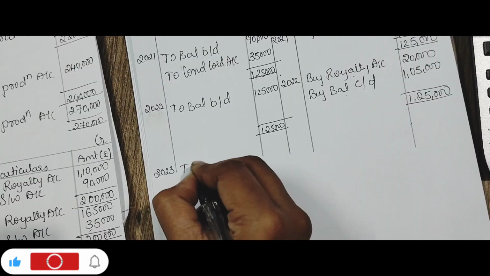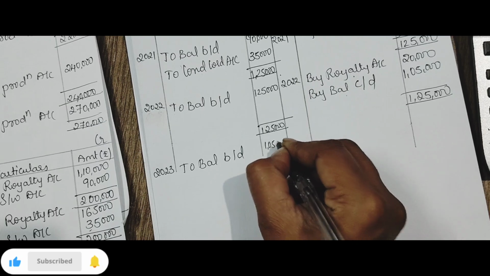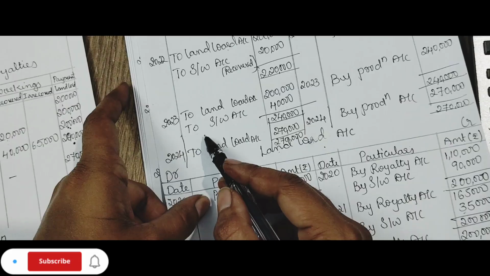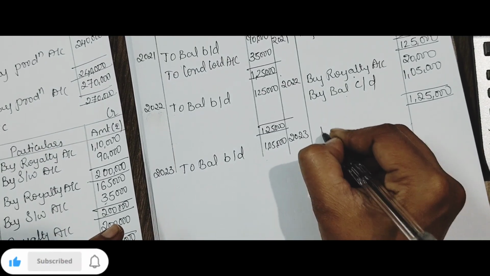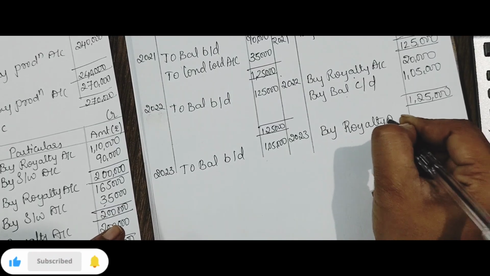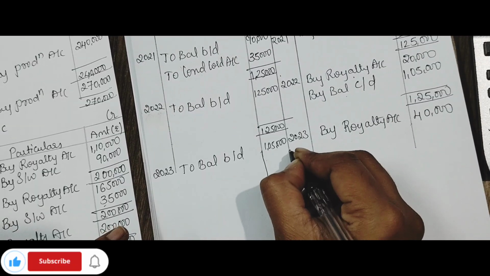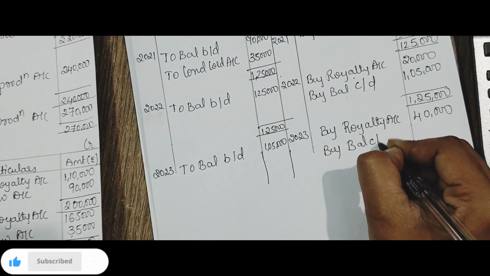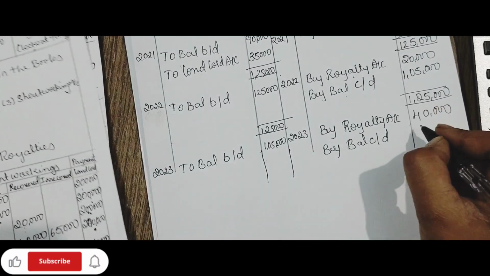2023, to balance brought down is 1,05,000. Again, we have recovery. Here in the royalty account, we have debited the short working account. So we are crediting royalty account by royalty account 40,000. Now what is the balance remaining? By balance carried down. 1,05,000 minus 40,000 is 65,000.